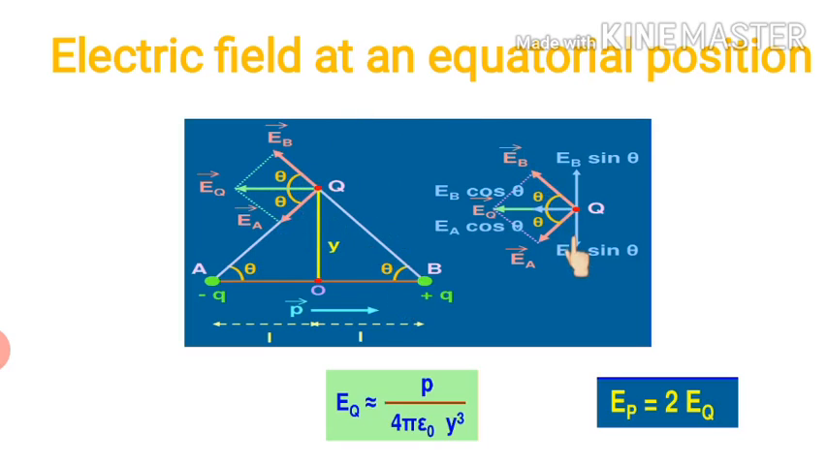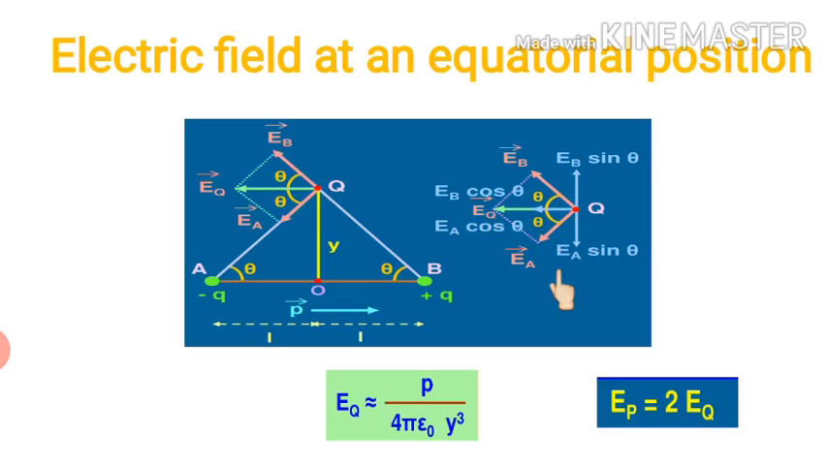Now in this picture simply we will resolve EB and EA. First we will resolve EB into two rectangular components. It will be EB cos theta and it will be EB sin theta. Similarly, EA can also be resolved into two rectangular components. So this will be EA cos theta and this will be EA sin theta.